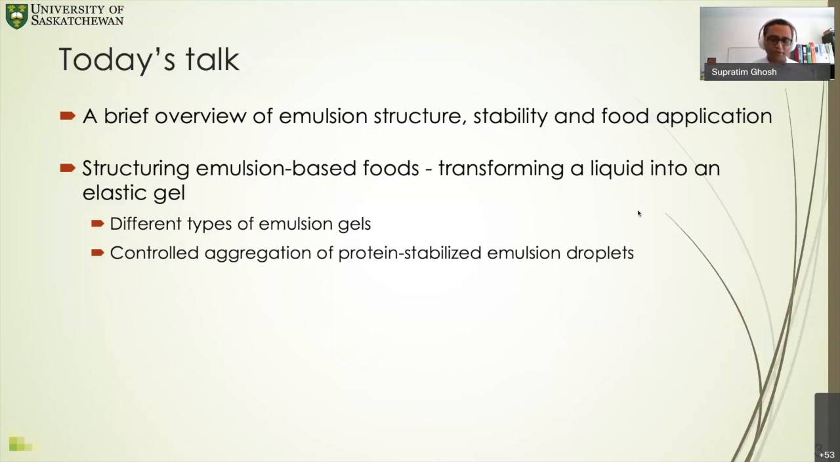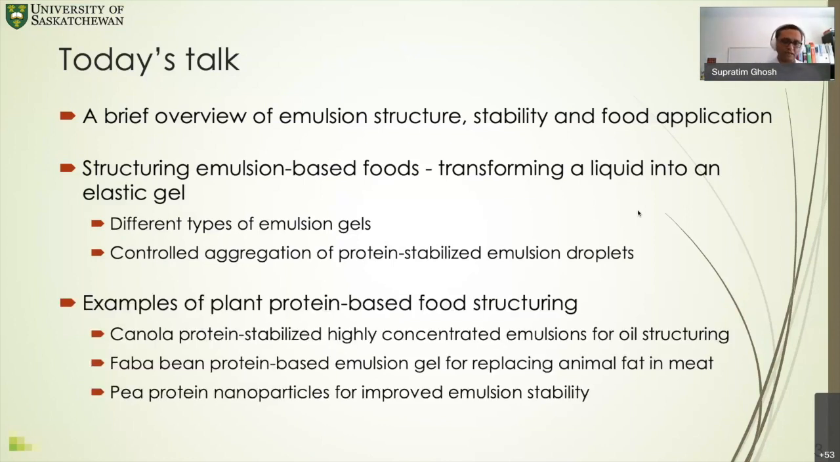After this brief introduction, we will talk about 3 examples from our lab. First one is on canola protein stabilized, highly concentrated emulsion for oil structuring. Then we will talk about another research where we use faba bean protein to create emulsion gel to replace animal fat in meat. And last, we'll talk about some latest research where we were able to create pea protein nanoparticles and use them to improve emulsion stability.